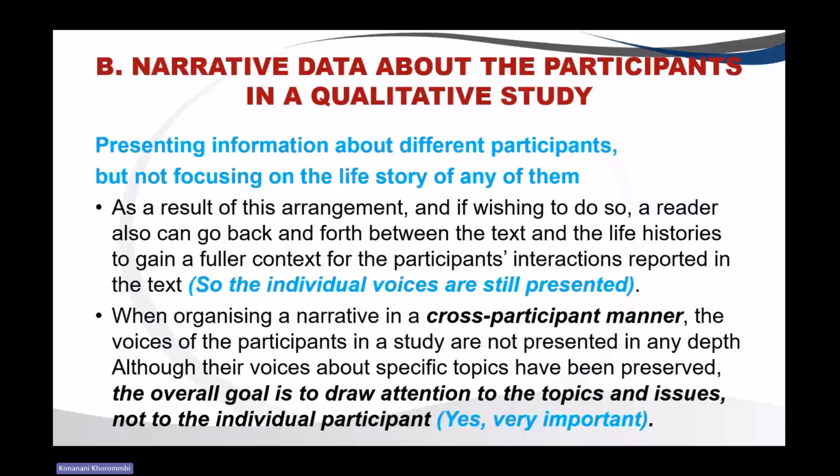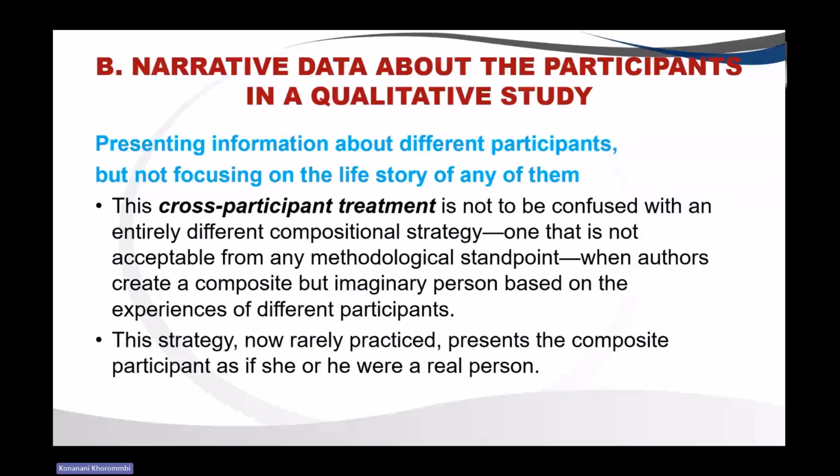But the core of what we want is what they tell us based on their background. So we won't go to the background necessarily when we want to capture what they must tell us. We would listen to what they tell us, knowing that they've got a background at the back. So the background actually supports them to answer to us correctly. I must not confuse you, because I agree with this sentiment. This cross-participant treatment is not to be confused with an entirely different compositional strategy, one that is not acceptable from any methodological standpoint. That is, when authors create a composite but imaginary person based on the experiences of different participants. This strategy, now rarely practiced, presents the composite participant as if she or he were a real person.